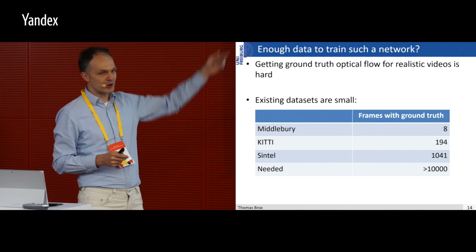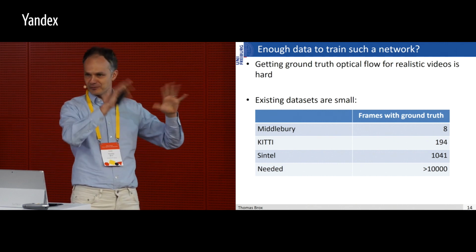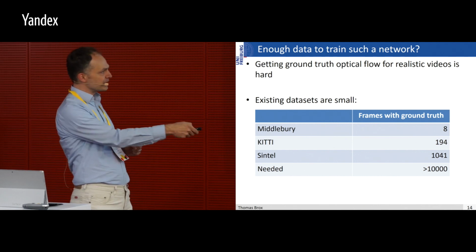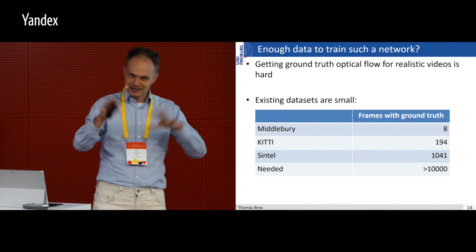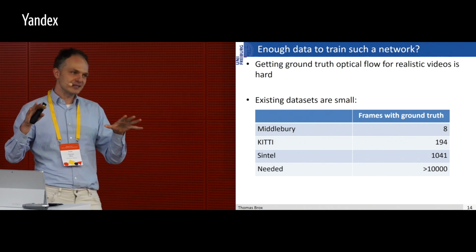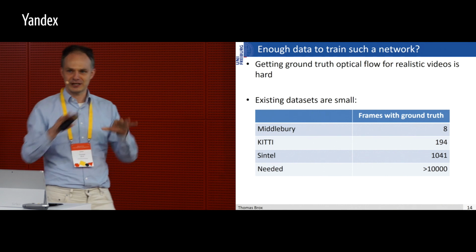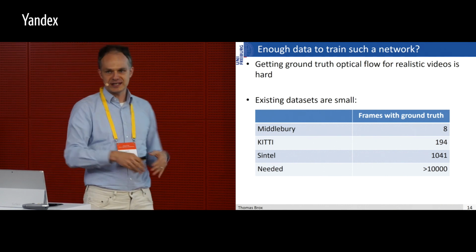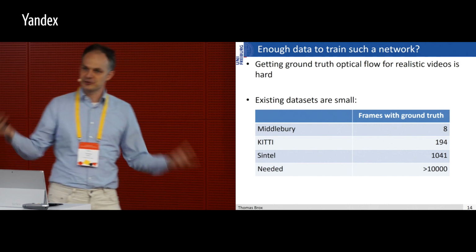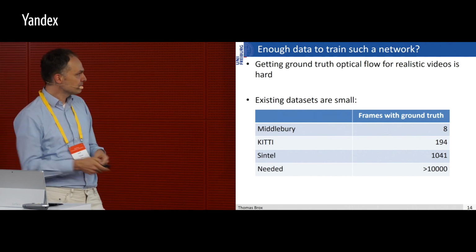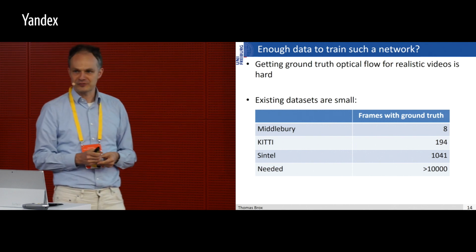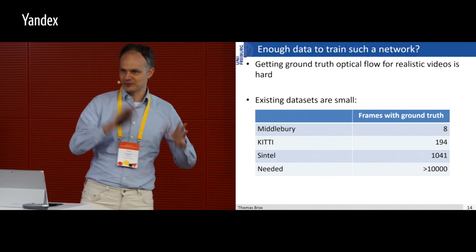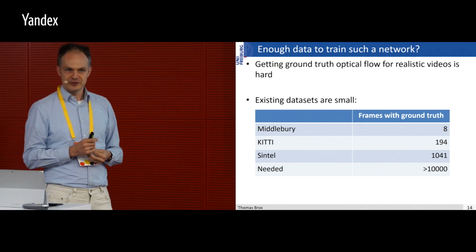So there's Middlebury, where they used some tricks with fluorescent markers and so on to have 8 samples with ground truth. There's KITTI, where they use a laser scanner on a car, and then they get ground truth optical flow, but only if there's nothing moving in the scene, so they can only do it for static scenes. And then there's Sintel, which is a synthetic open source movie, and they used the data from that. But even there, the number of labeled frames is quite small for network training. What we actually wanted to have is something in the order of 10,000 or 20,000 training images.